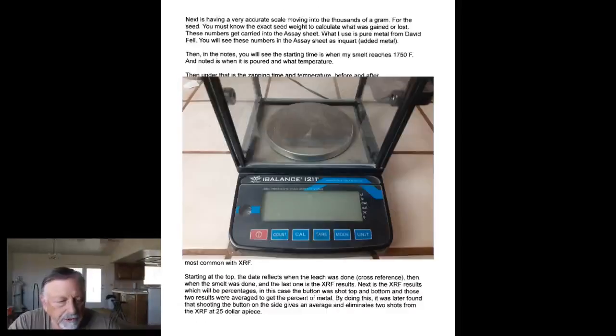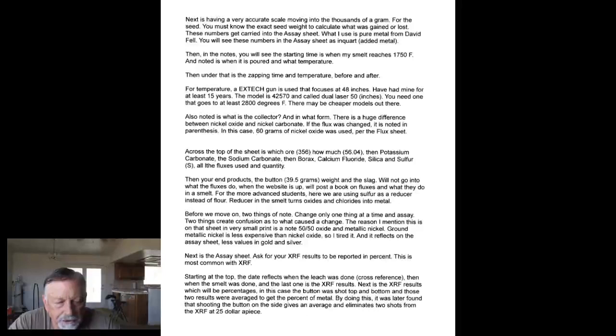You also need a very accurate scale moving into thousandths of a gram. That's for weighing the seed. You must know the exact seed weight to calculate what was gained or lost. These numbers get carried into the assay sheet. What I use is pure metal from David Fell, the refiner in Los Angeles. You will see these numbers in the assay sheet as in quart or added metal.